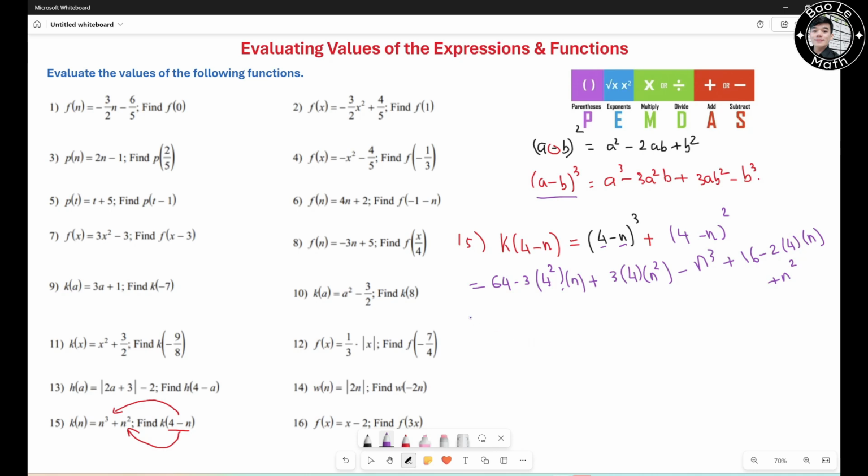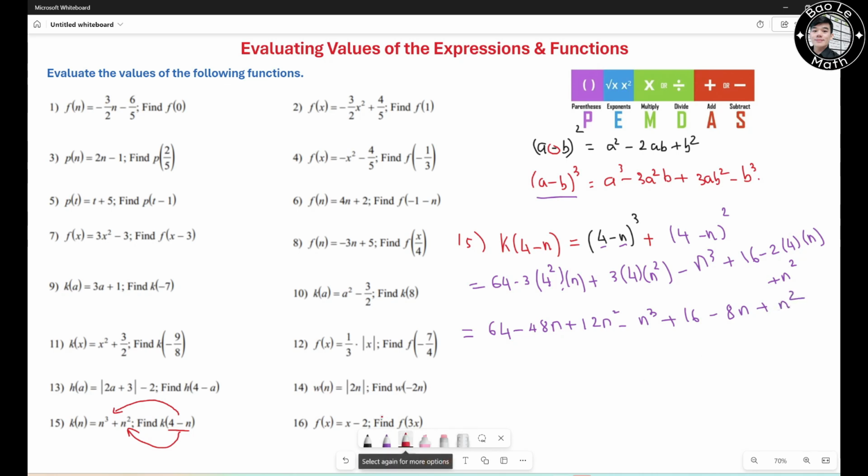Alright, now I need to simplify this one. So 64 minus 4 squared equals 16. 16 times 3 is going to be 48, so it's going to be negative 48. And 3 times 4 equals 12, so it's going to be 12n squared, minus n cubed. Plus 16. Now negative 2 times 4 is negative 8, and then plus n squared.